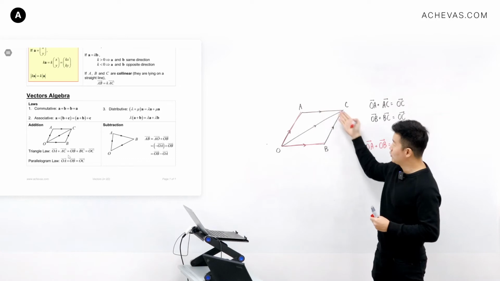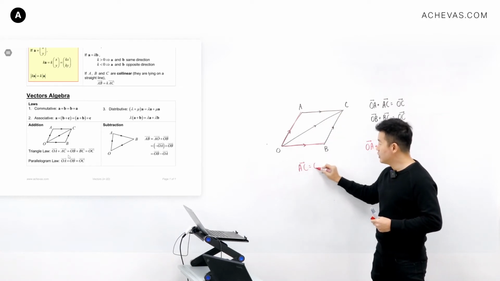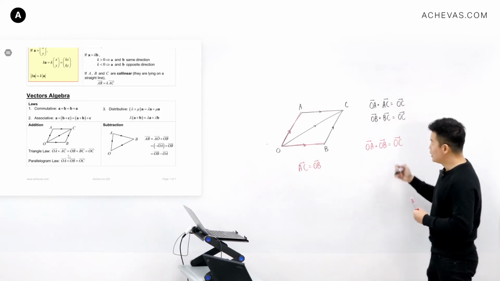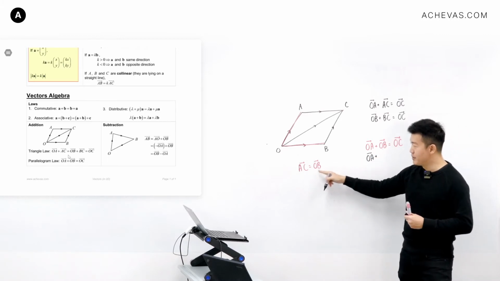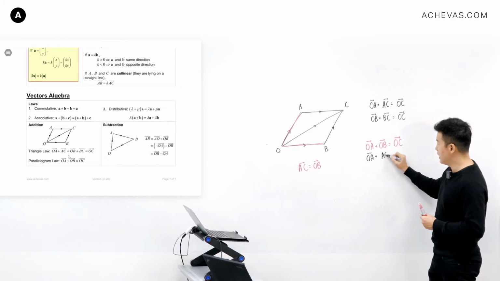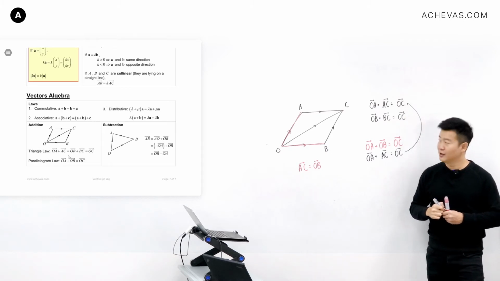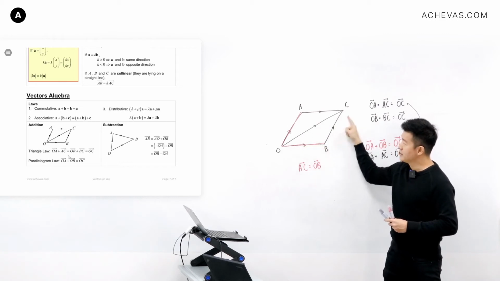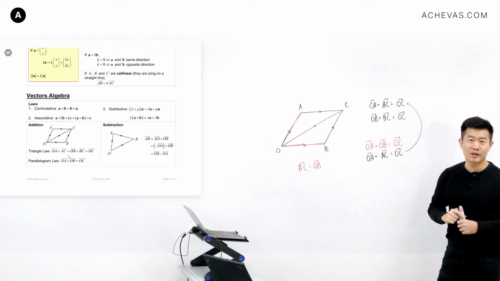Which means that this vector AC is equal to this vector OB. So if I were to change this, it will be OA plus OB, which is also the same as OA plus AC. This will be equal to OC, and this is the same as this. So this plus this is going to be OC. This plus this is also going to be equal to OC.